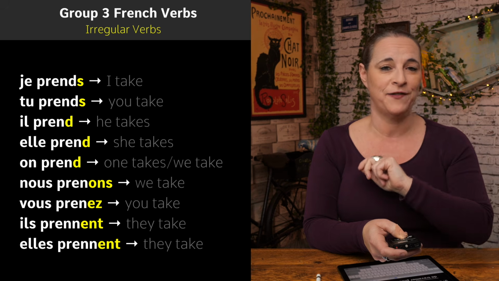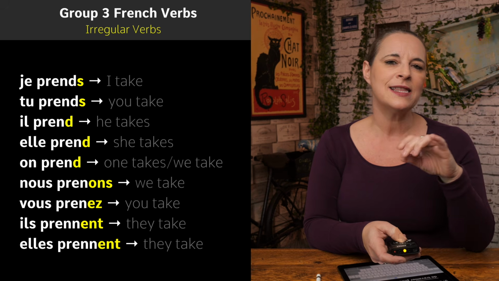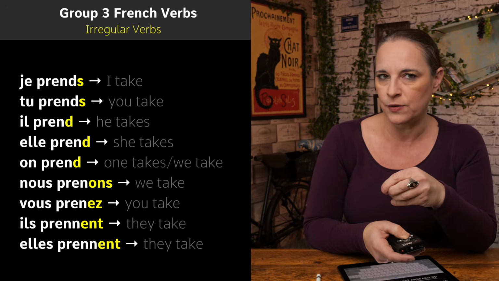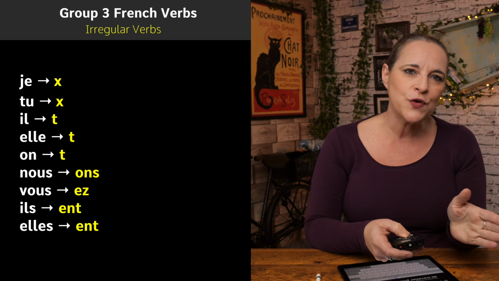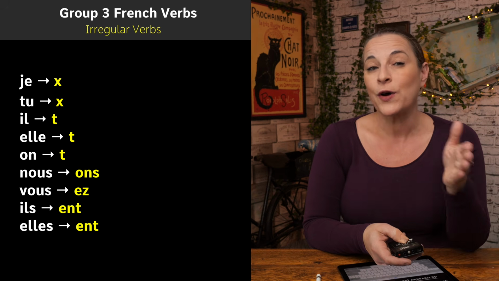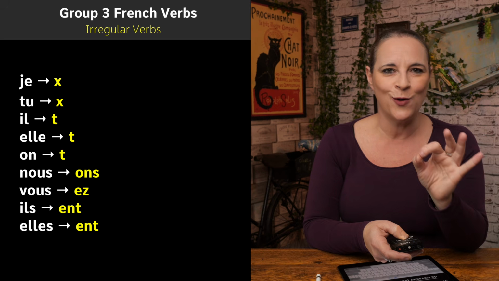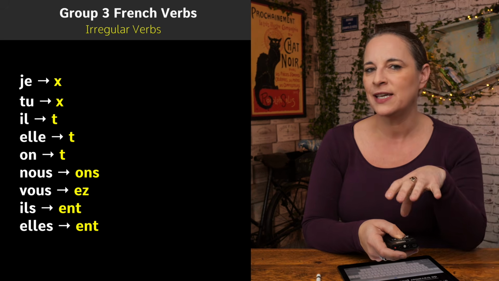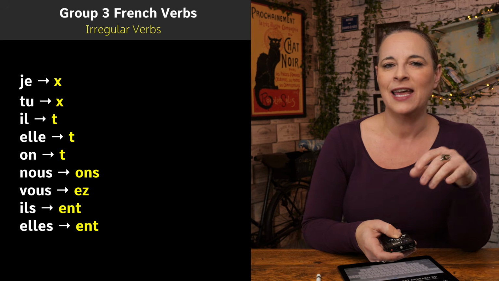The third type of ending for irregular verbs is quite tricky, and you will see that for vouloir, to want, and pouvoir, to be able to. Well, it has for je an X. For tu, it has an X at the end. For il, elle, and on, it has a T. For nous, again, ONS, and that becomes slightly easier. For vous, remember the ending? EZ. And for ils and elles, it has ENT.